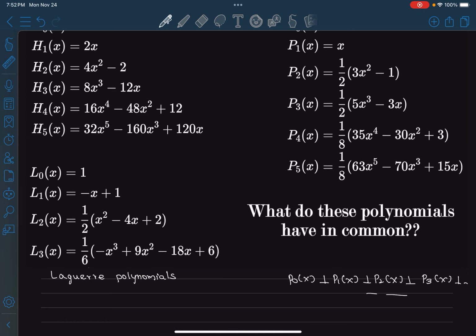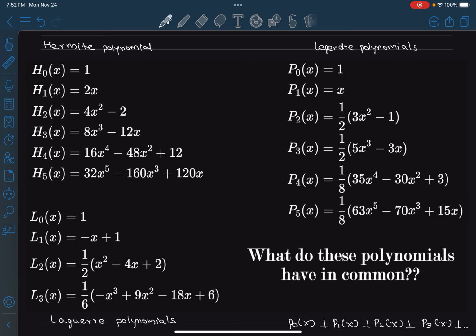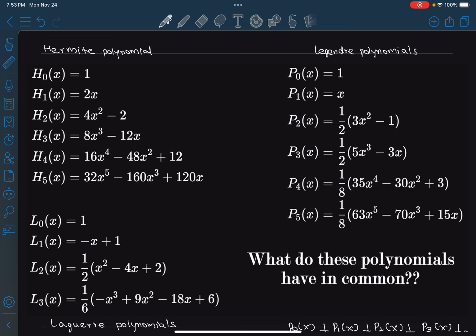And from vectors you might know that if some things are orthogonal, they can form a basis, right? So what do these form a basis of? The answer is that each of these sets of polynomials, either Laguerre or Legendre or Hermite, comes as a solution of some differential equations. And the differential equations are from quantum mechanics, like while solving for the radial part of the hydrogen atom, or the harmonic oscillator, or something similar.